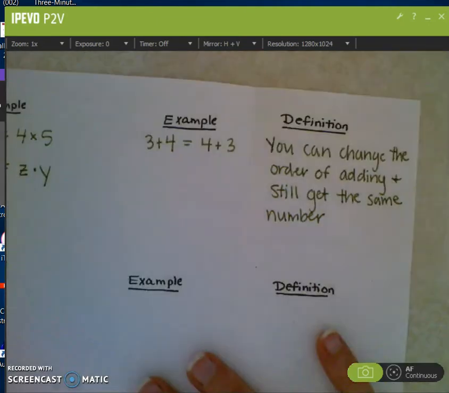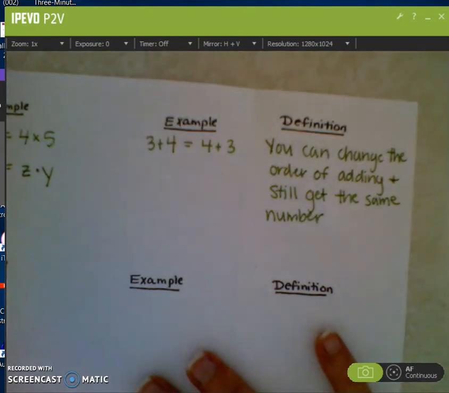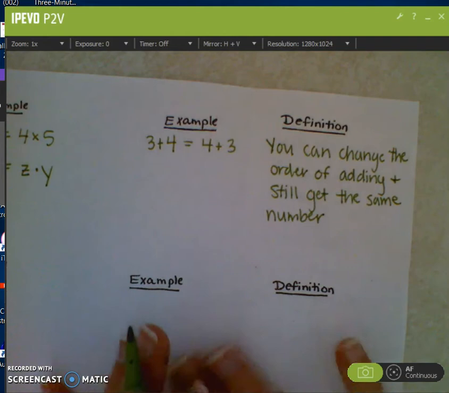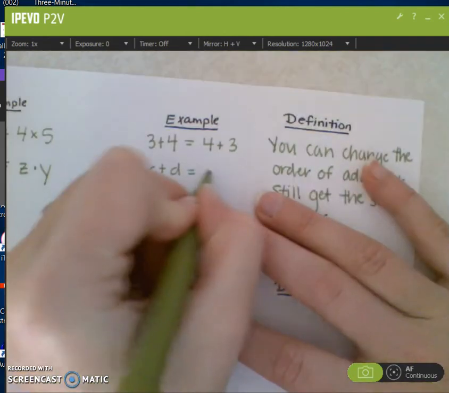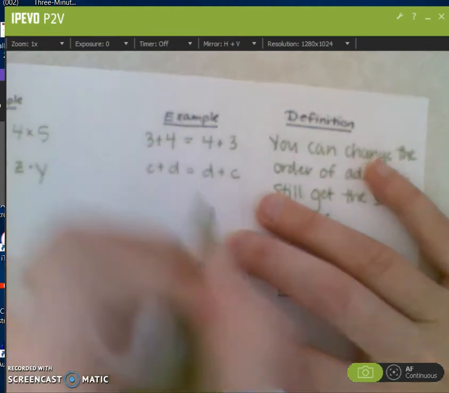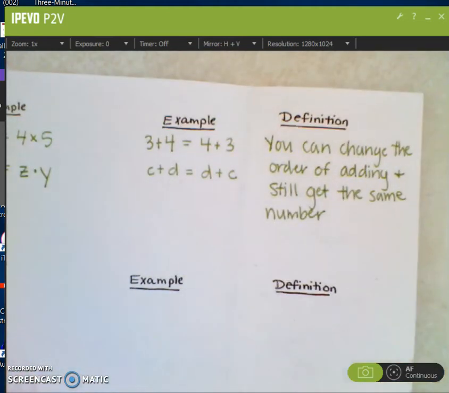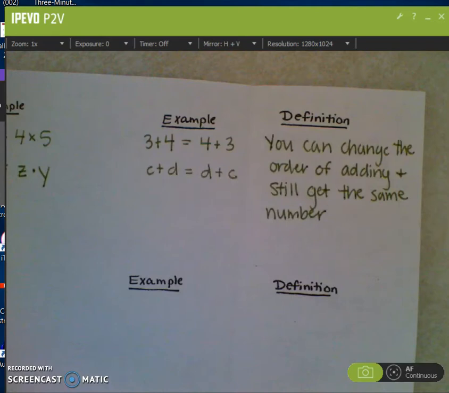And that's special to multiplication and addition. So if I wanted to use variables, I could say that C plus D equals D plus C. And that shows the commutative property of addition.